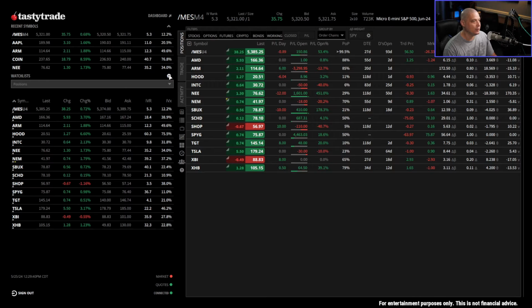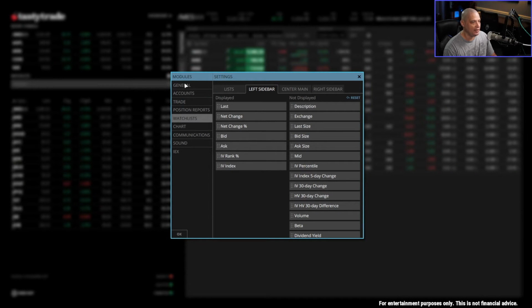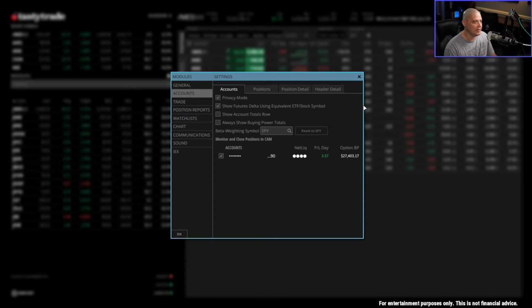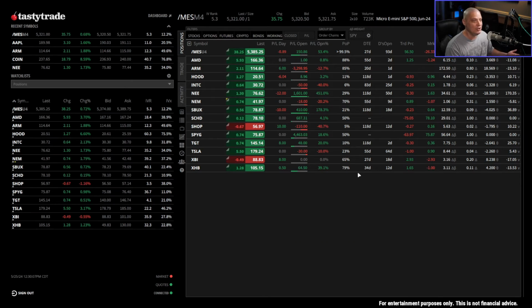But at least on TASTYTRADE, you could go and change the beta weighting. For example, if I go into accounts here, you can see beta weighted symbol and SPY is the default. But if I wanted to instead beta weight to QQQ, which would be the NASDAQ 100, or I don't know, IWM, the Russell 2000, whatever I wanted to beta weight to, I could change that.